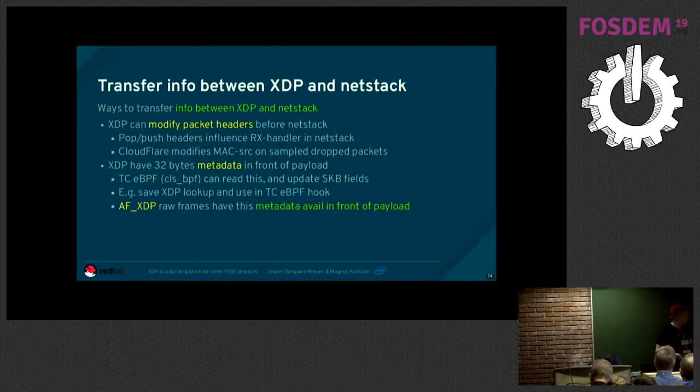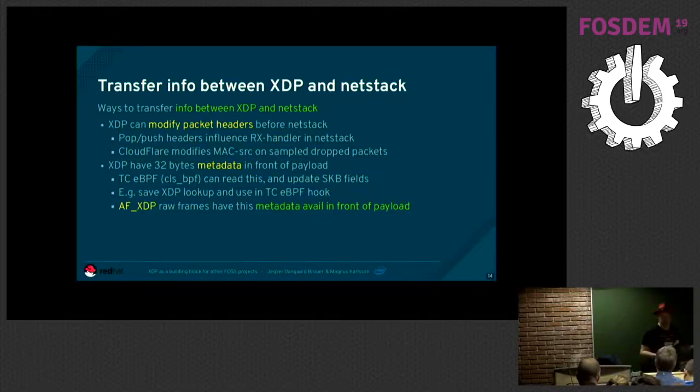Another trick that Cloudflare uses is they take the source MAC address, because that's not used anymore in the lookups, and they modify that with a special value, and they use it to sample dropped packets. They want to sample some of the dropped packets that the denial of service system is dropping. So they modify that, and later they catch it with the iptables rule to log that.